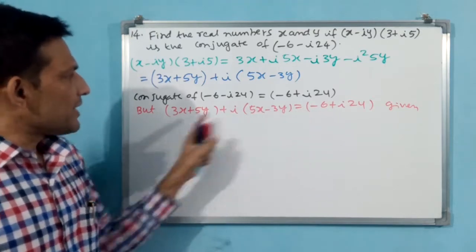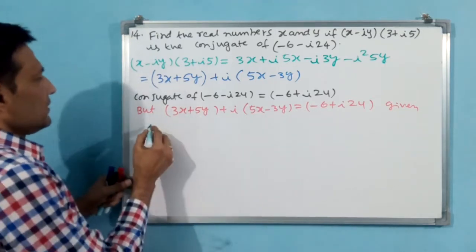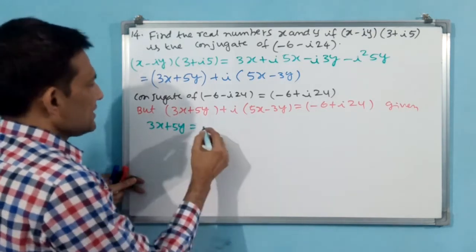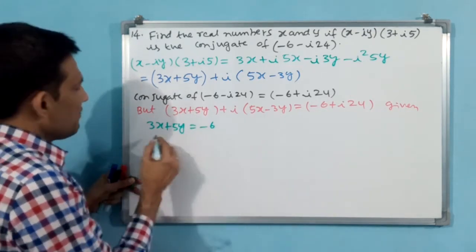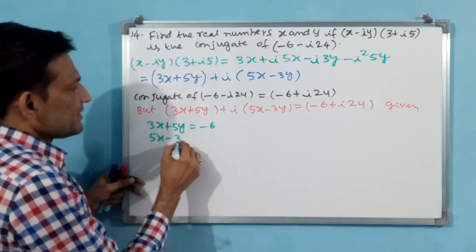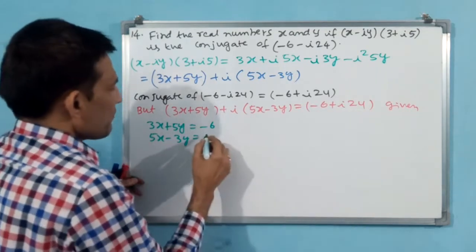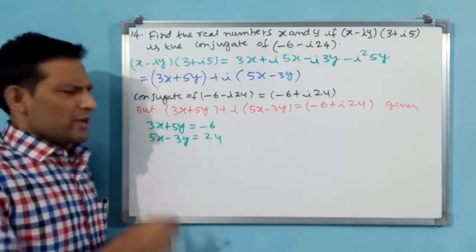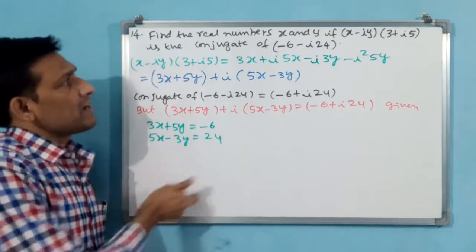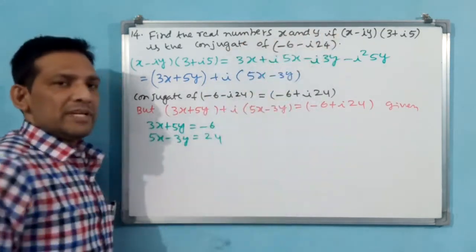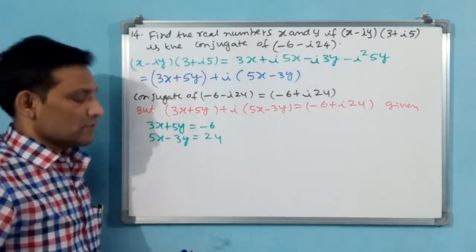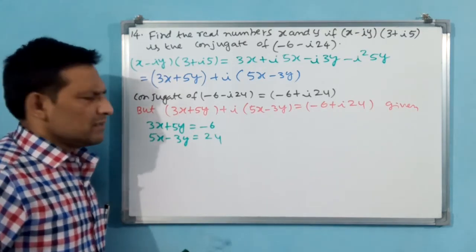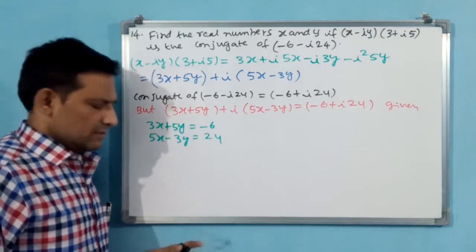Then you separate the real part and imaginary part. Write down: 3x plus 5y is equal to minus 6, 5x minus 3y is equal to 24. See, these two are equations. If you solve these two equations, x and y values are going to be known. That is only he is asking, x and y. Find the values of the real numbers x and y. How to find x and y? This is normal algebra only.